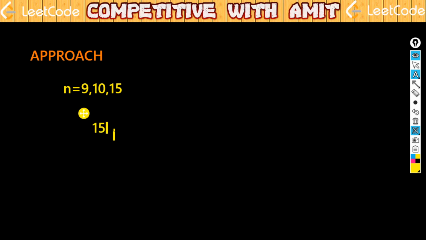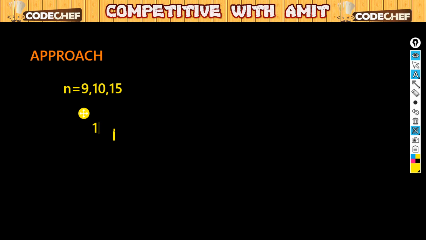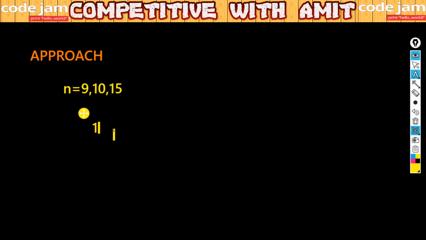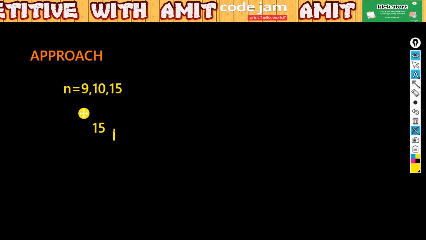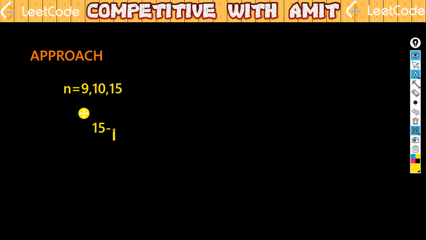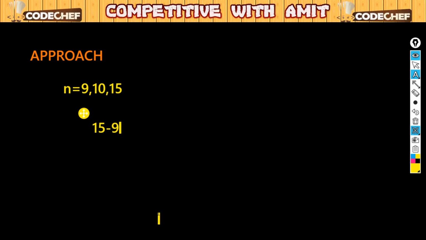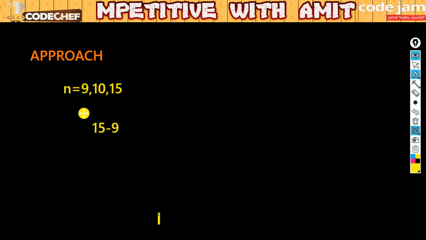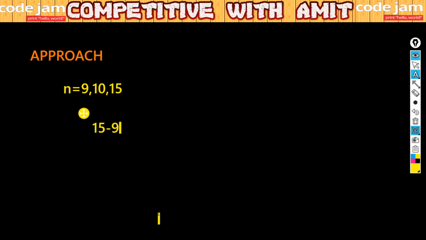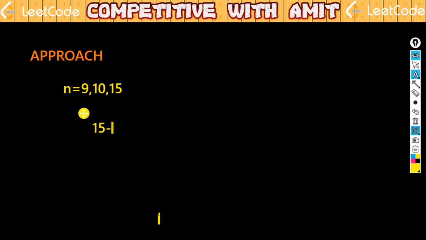Now we will try to check it for 15. First of all we check whether the number is a perfect square or not. Easily we can identify that this is not a square. After that we check the second one: 15 minus 1 is 14, which is not a square. Then 4 is also not a square, because it leaves 11. Then 9, 15 minus 9 is 6, which is also not a square. Now 16 is greater than 15, so we will not check it.